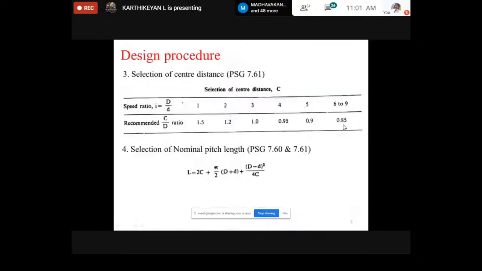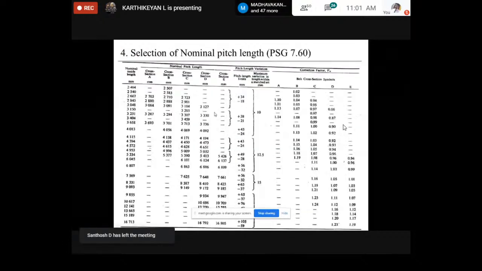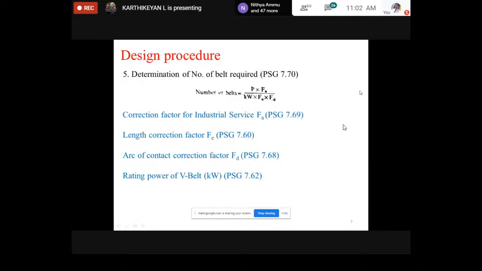And after completing the fourth step, we are going to select the nominal pitch length. This is the standard template which is available in PSD data book, page number 7.60. So depending upon the cross section, you can choose the standard values. By using these standard values, you can also select the correction factor, the length correction factor. I will explain later what the correction factor is. And the fifth step is the main step. In the fifth step we are going to calculate the number of belts. This is the major step in V-belt drive. This equation is available in the PSD data book 7.70.